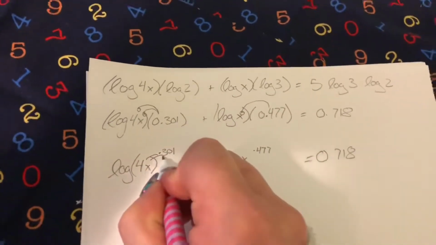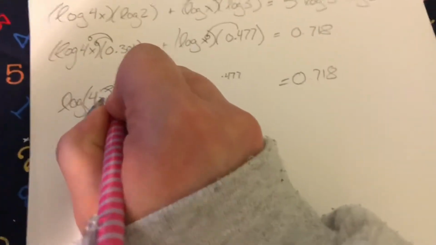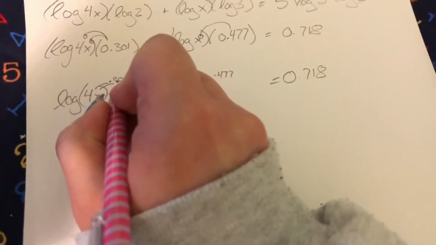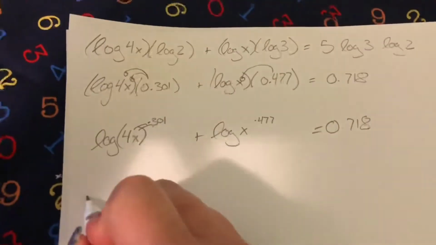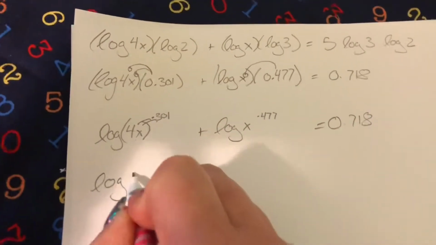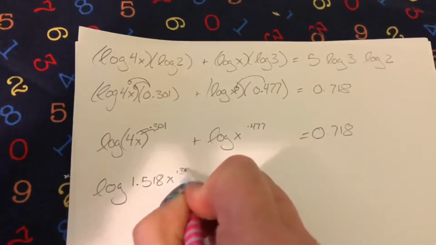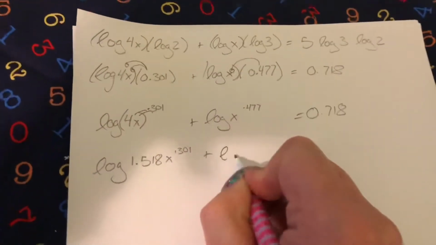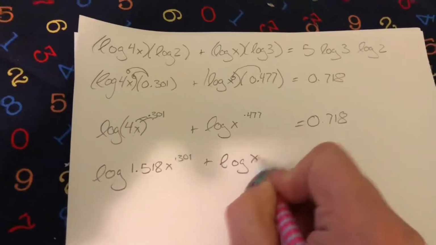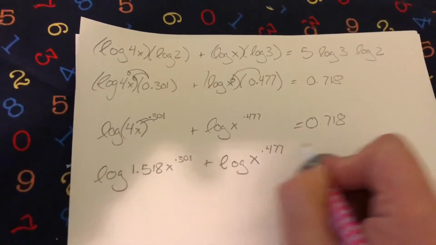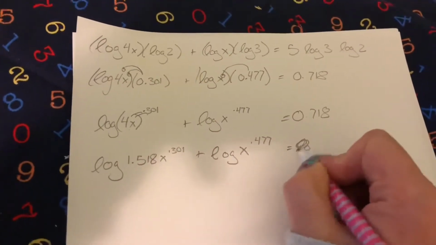So we're going to raise 4 to the 0.301. And that is going to give me 1.518. I did that in my calculator earlier. So now I got log of 1.518 x to the 0.301 plus et cetera, et cetera. Oops.